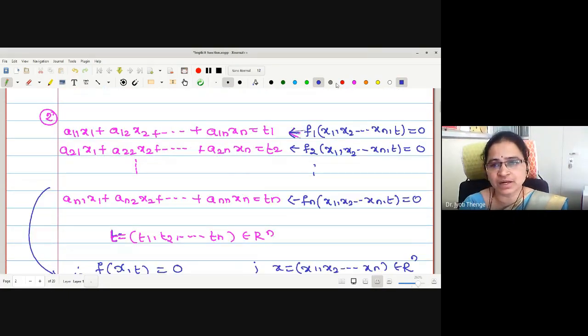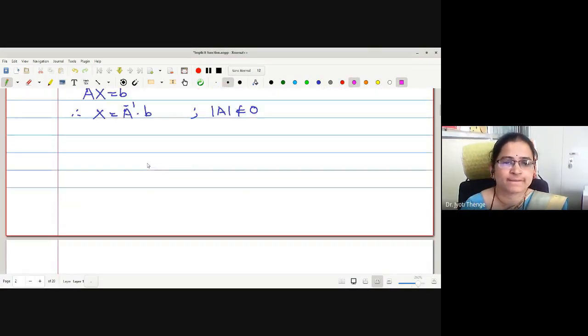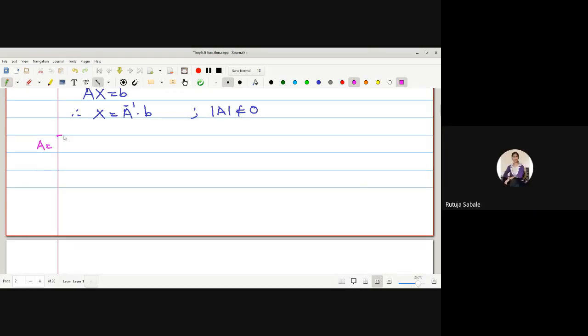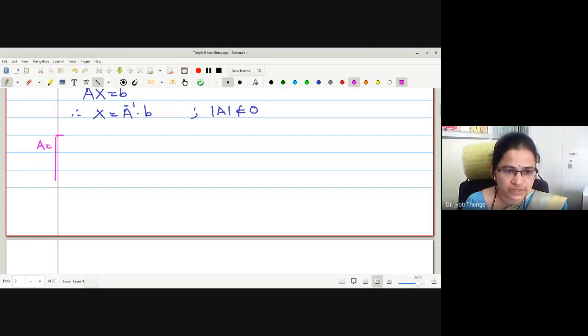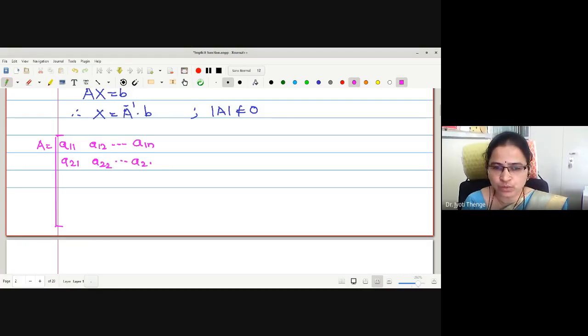Therefore, what is the coefficient matrix in this case? Yes, the coefficient matrix in this case is an n cross n matrix. A11, A12 up to A1n, A21, A22 up to A2n, and continuing up to An1, An2 and Ann.